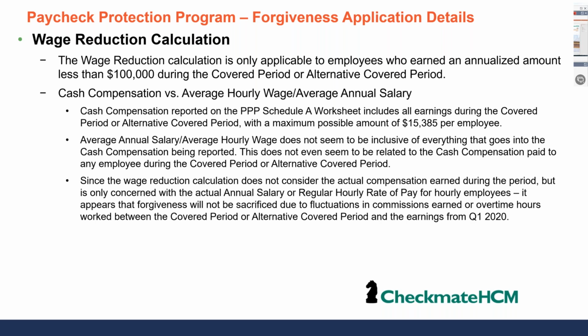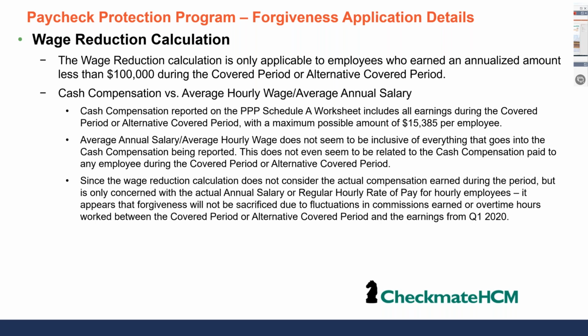But the average annual salary and average hourly wage is not inclusive of everything that goes into cash compensation. And there is no relation between the cash compensation that you're going to be reporting in your forgiveness application and the average annual salary or average hourly wage.